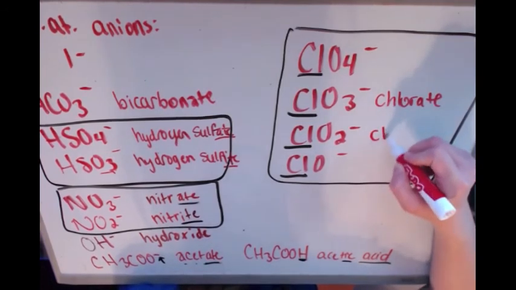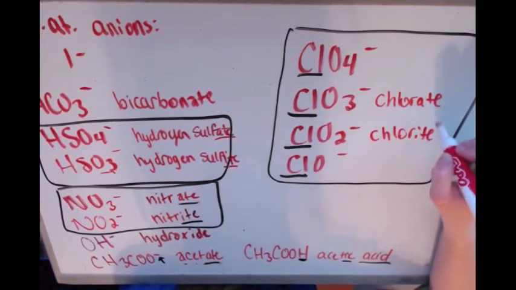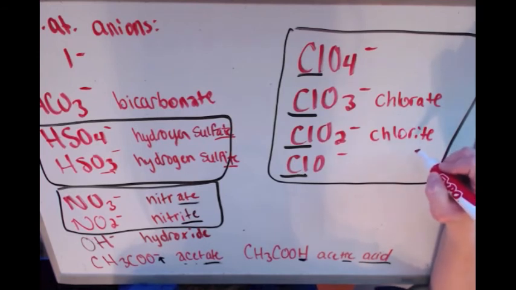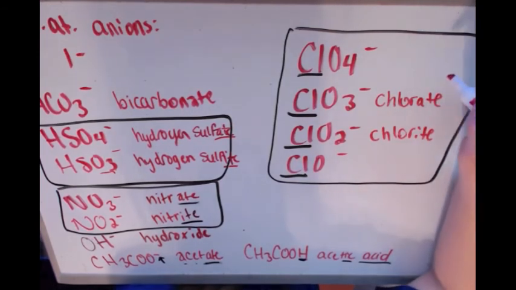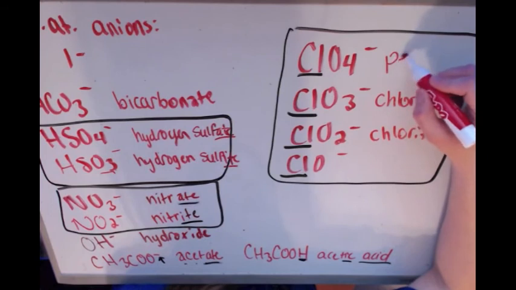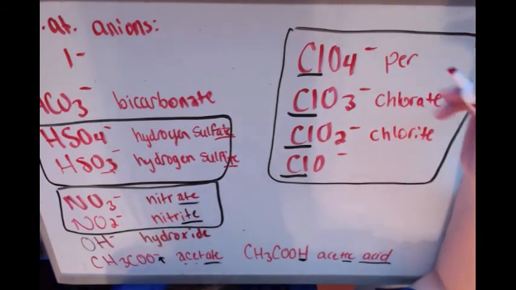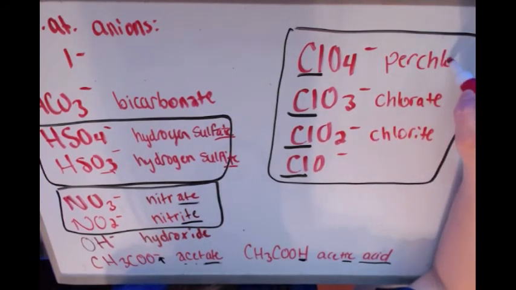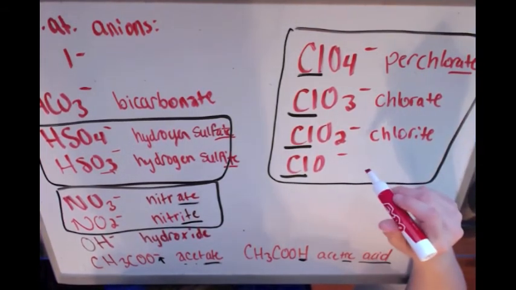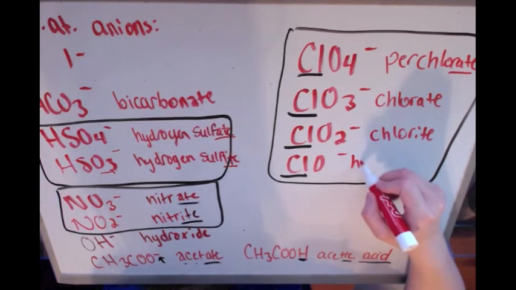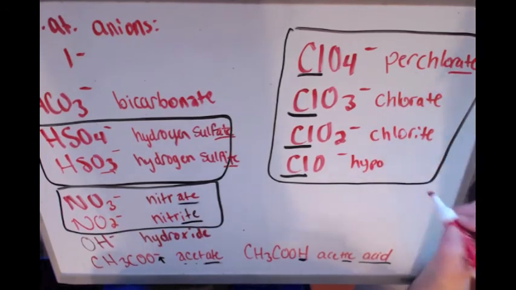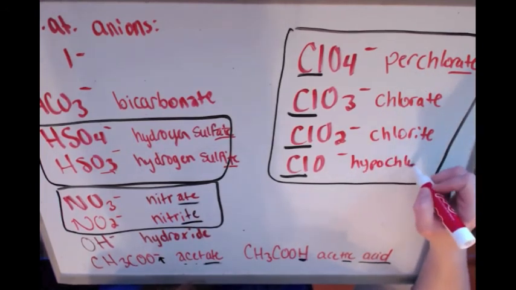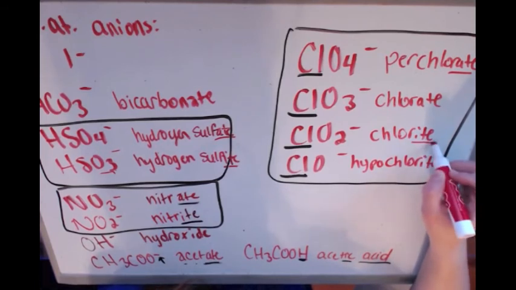This is chloride. If this is chlorate and this is chloride, what would we call this? Well, we simply add per. It means 1 more oxygen. Perchlorate. Still got the 8 going on. Down here, we simply add the word hypo, or the prefix hypo. Chlorite. Ite.